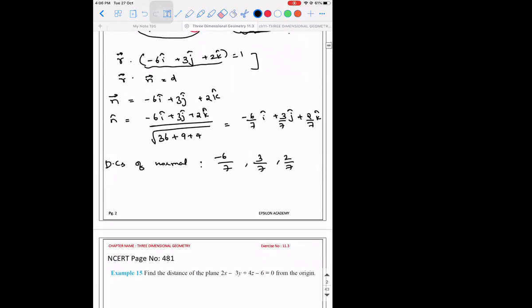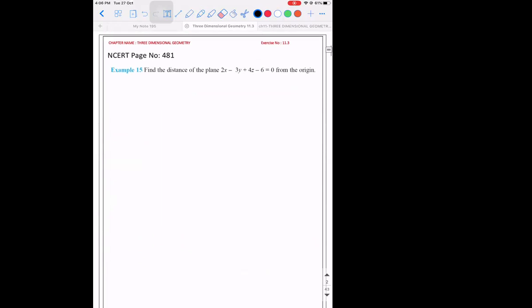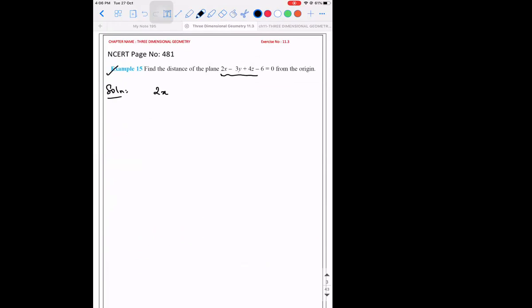Now see. Look at the 15th question. They have given 2x minus 3y plus 4z is equal to d. So the equation is 2x minus 3y plus 4z is equal to 6. Now I'm giving you two options: lx plus my plus nz is equal to d, or ax plus by plus cz is equal to capital D. Which is right? Second. Reason? The coefficients of x, y, and z are not less than 1. So there itself it is rejected. Right? 2, minus 3, and 4 are not less than 1.